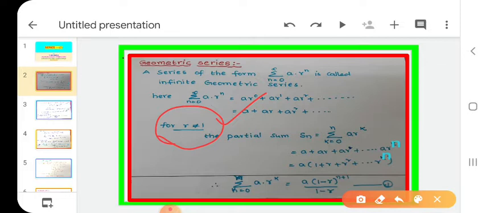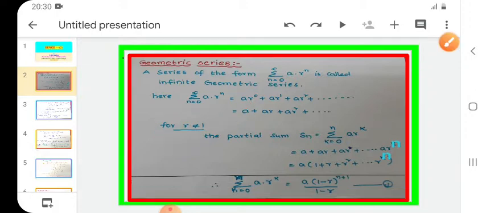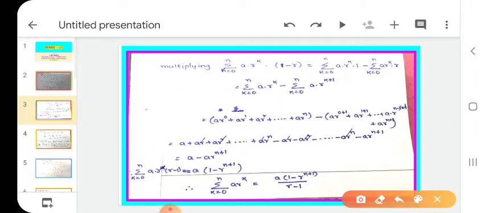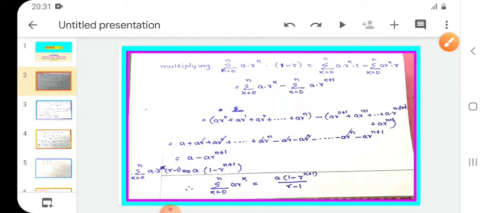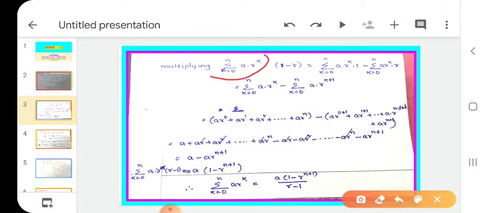The value of the partial sum of the given series is a(1 − rⁿ⁺¹)/(1 − r). See here, there is a proof. First, this is the partial sum of the given series. Now I multiply it with 1 − r. First I write the partial sum of the given series and multiply with 1 − r.